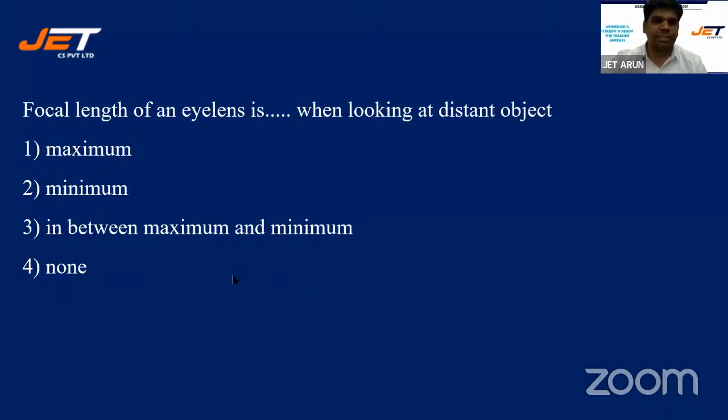Focal length of an eye lens is dash when looking at a distant object. Distant object చూసినప్పుడు focal length, is it maximum, minimum, in between maximum and minimum, or none? No, it has to be between 1 and 2, students. Confusion ఉంటే మీకు 1 and 2 మధ్యలో ఉండాలి.